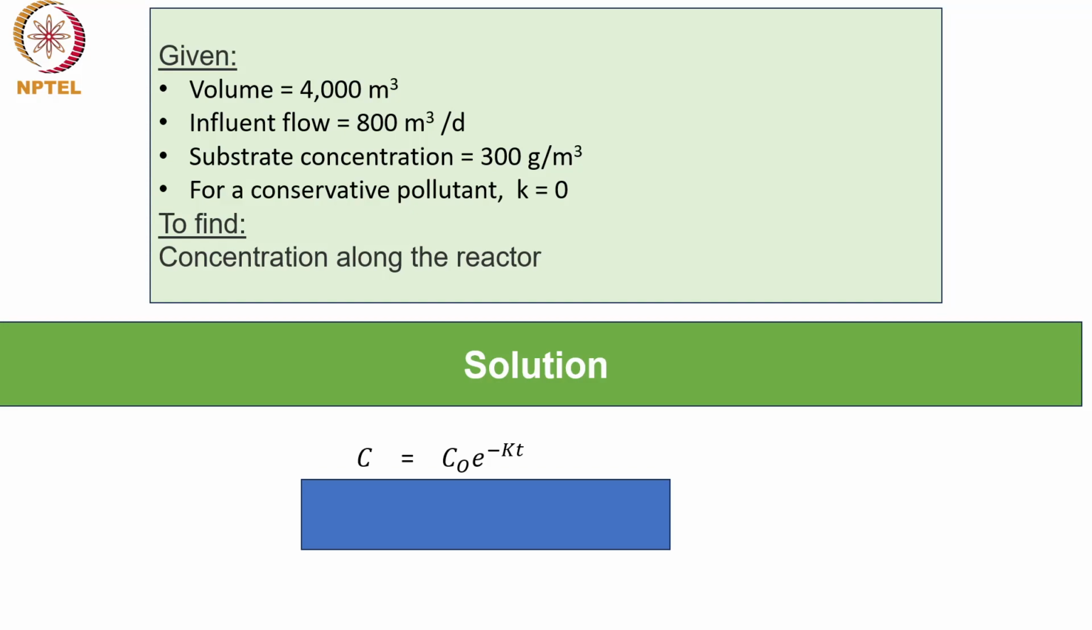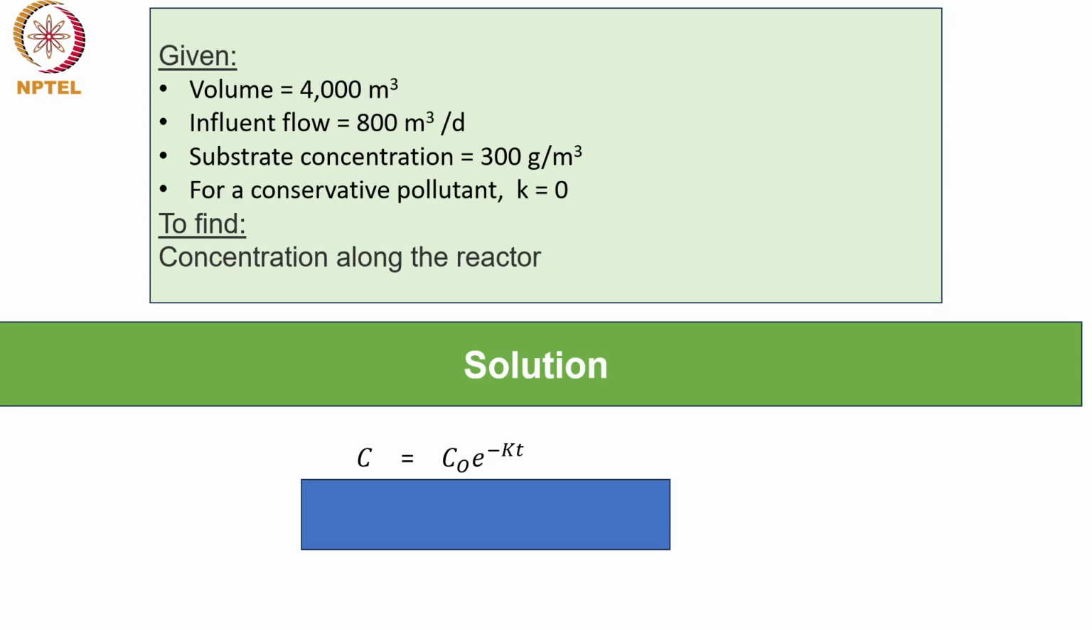You could have asked me earlier. C naught is the initial substrate concentration, that is 300. You will have the exponential function in your calculator. Now K equal to 0 and time is equal to... 1 second. K is equal to 0. So obviously e to the power 0.